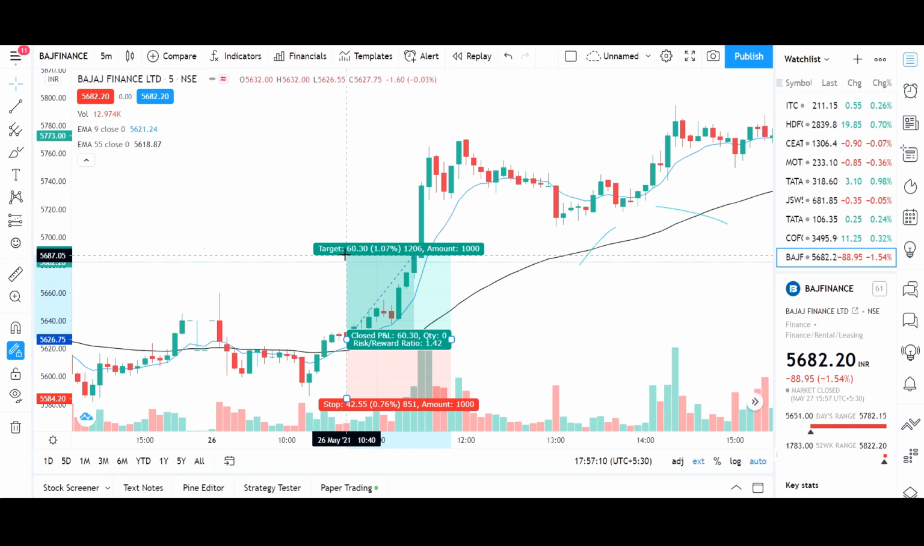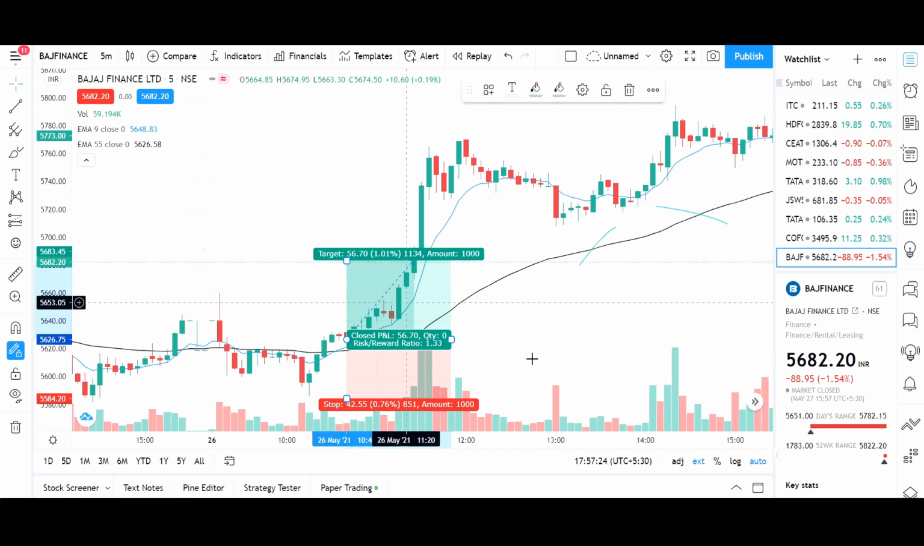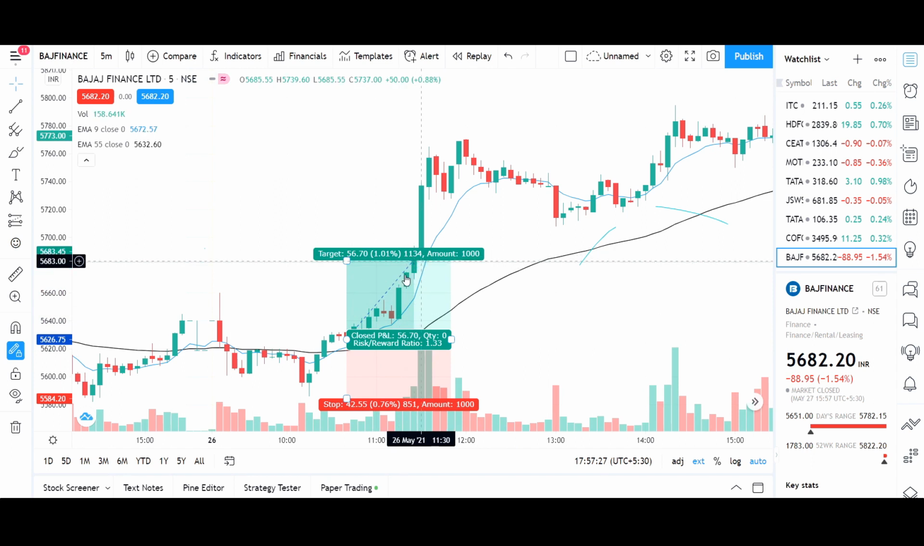As the trend is very bullish and is forming very bullish candles right here, we could easily achieve a target of 1%. So we kept a target of 1% and we achieved it. That's it. We will then shut down our system and we are done for the day. That's it.